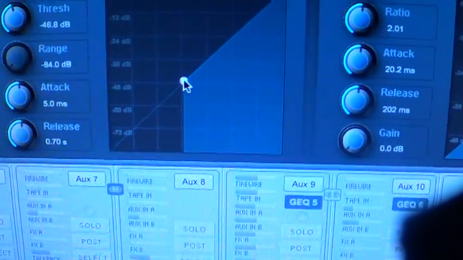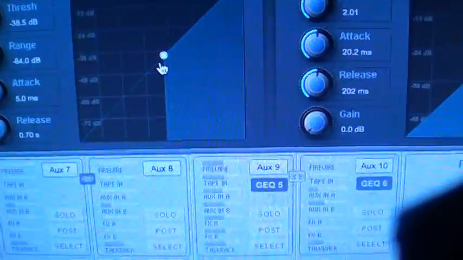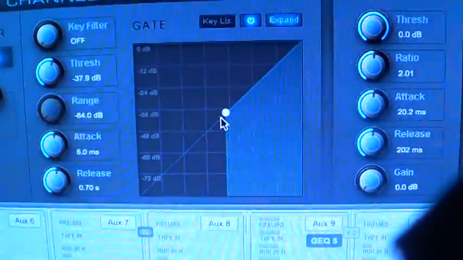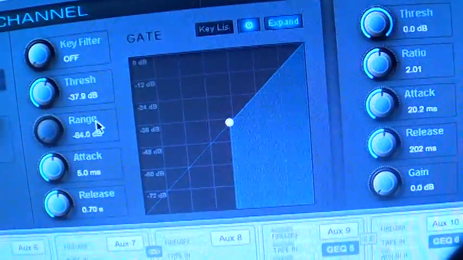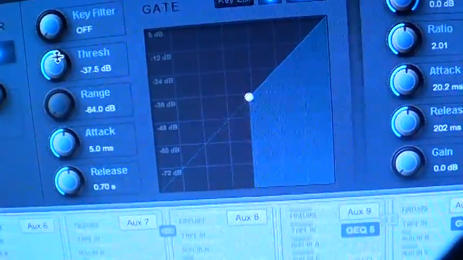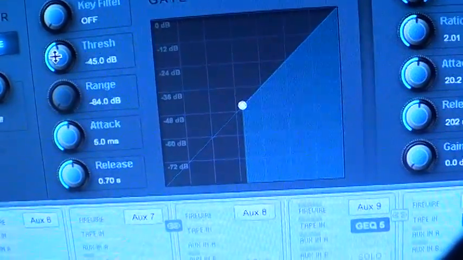So if I turn the gate on, and then raise this up to just the level where I don't hear that anymore, then it's basically filtered out, and they can play like normal. So that's the threshold you're adjusting here.